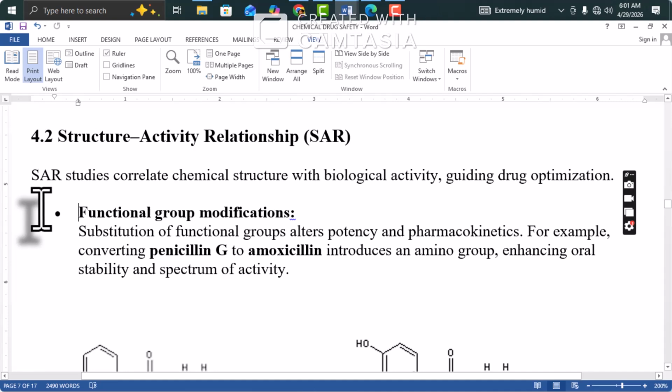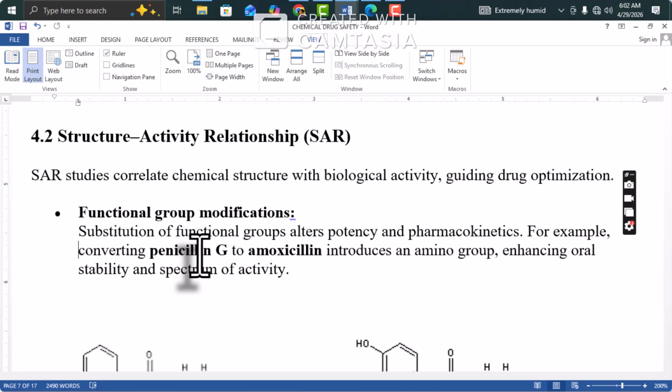So that's SAR studies. Now, the first one under SAR, that's number two. Remember, we've done number one, so this is number two. So A under SAR is functional group modification. Now, here it talks about how you can modify the potency, like the strength of a drug, and how well it works by substituting the functional groups.